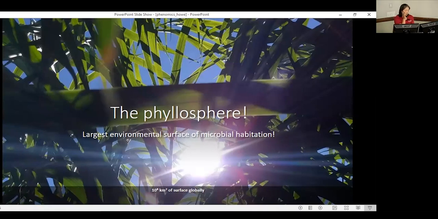So why the phyllosphere? I think it's easy to think of biomass production and leaves, right? They're directly connected. Second, the phyllosphere is actually the largest environmental surface of microbial habitation on the planet. It makes up 100 million kilometers squared of surface globally. And so about a fifth of the Earth's microbial habitats are made up of leaves and the microbes on these leaves. So they're an incredibly large habitat for microbes, but also an incredibly understudied habitat for microbes.